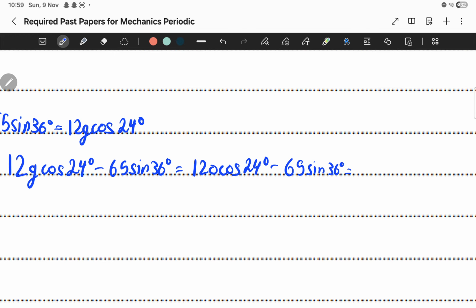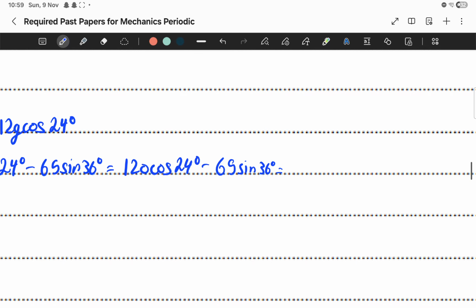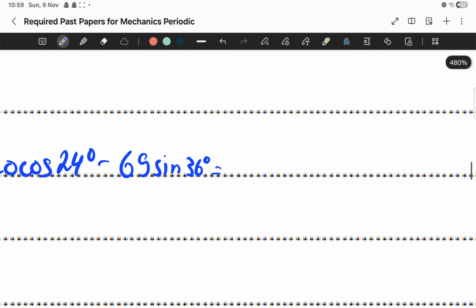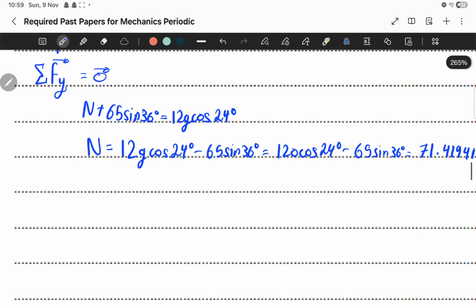Okay, now 120 cosine 24 minus 65 sine 36. N is equal to 71.41941. Also, we'll leave it up there. I don't know why I expanded so much. Also, we're not gonna use this. I don't rely on it.